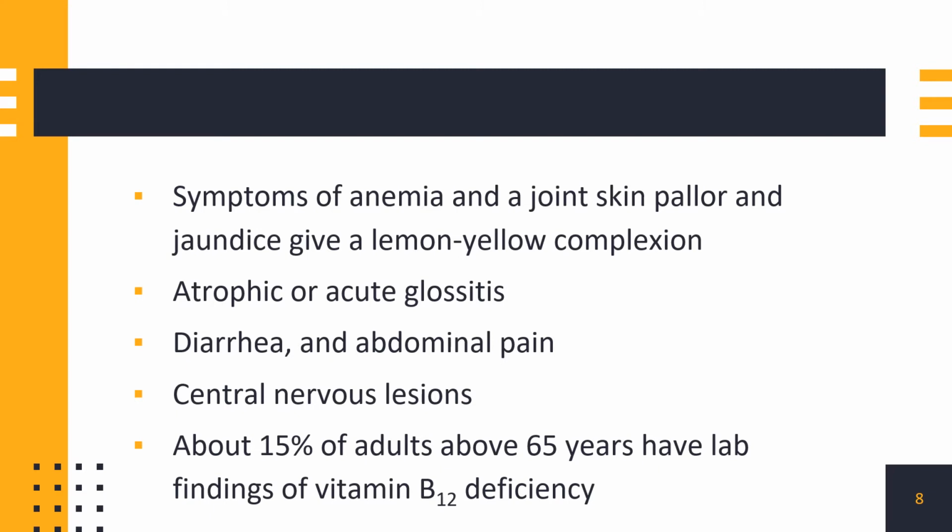Symptoms of anemia and a joint skin pallor and jaundice give a lemon yellow complexion or a sallow appearance. There is presence of atrophic or acute glossitis. There are also episodes of diarrhea and abdominal pain, and there are even central nervous lesions. The principal alterations in this particular area involve the spinal cord, where there is demyelination of the dorsal and lateral tracts.